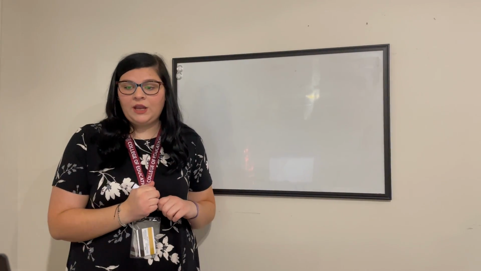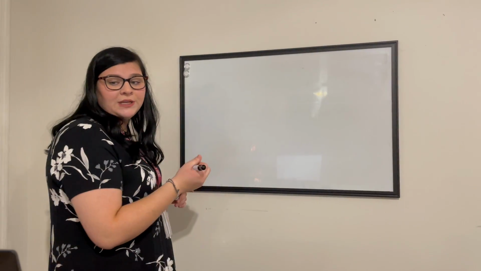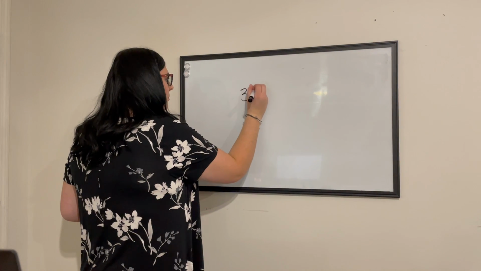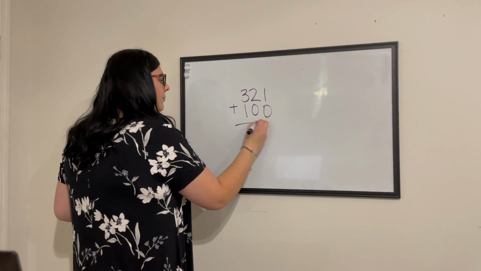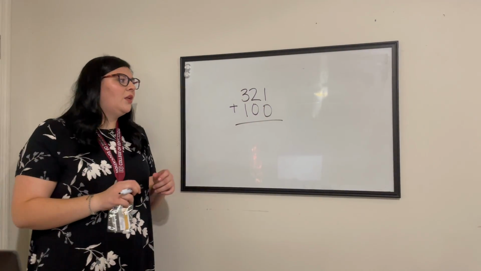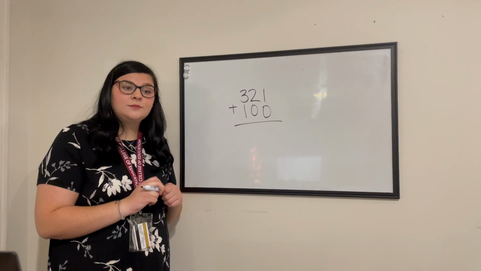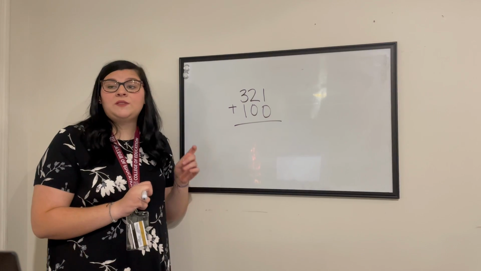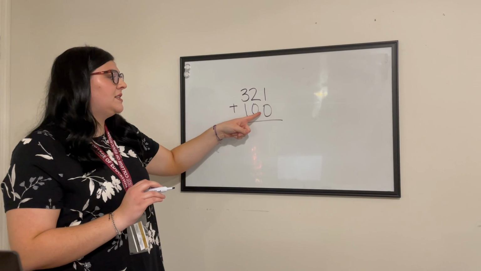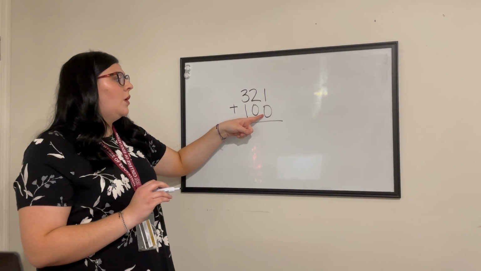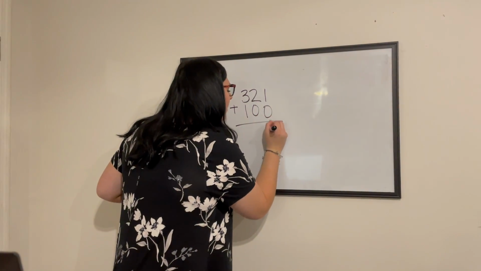All right, very good, everybody. So, we're going to start with the number 321 plus 100. Now, can anyone tell me the first step to this problem? Yes. Very good. We have to look at our place value. So if we look in the ones place, we have 1 plus 0. Now, 1 plus 0 is, very good, 1.